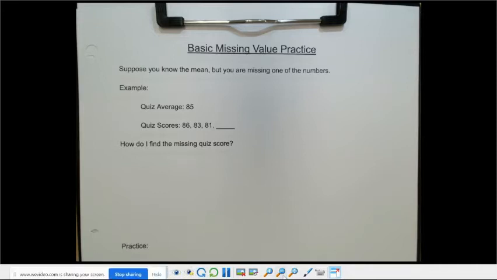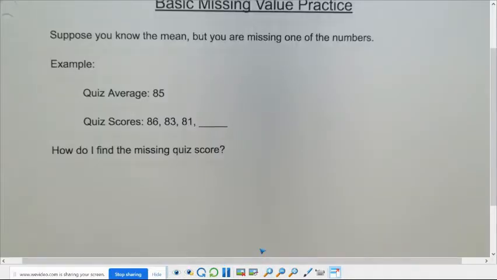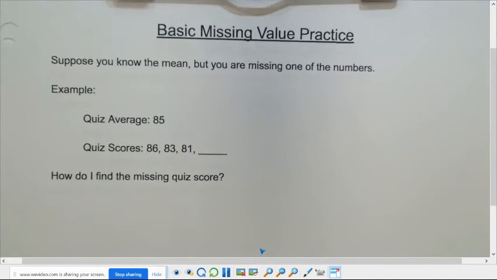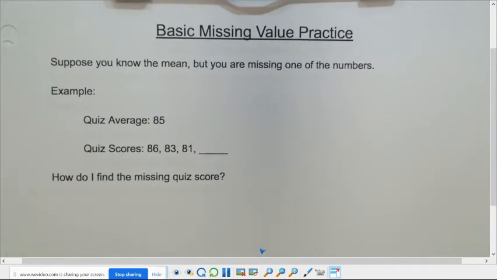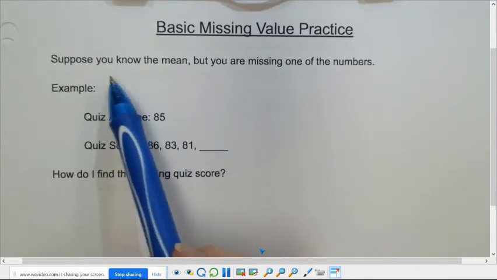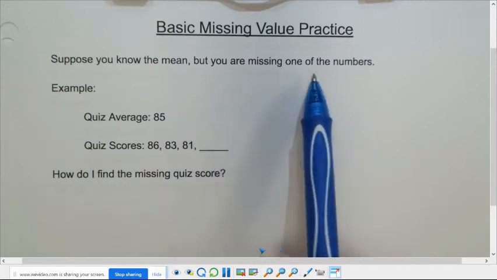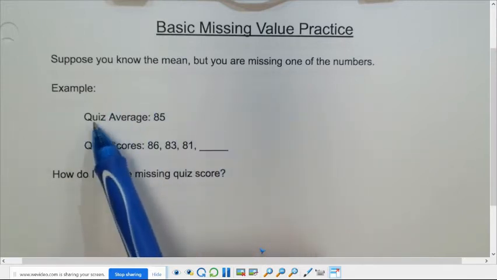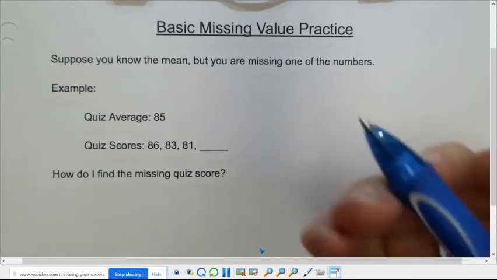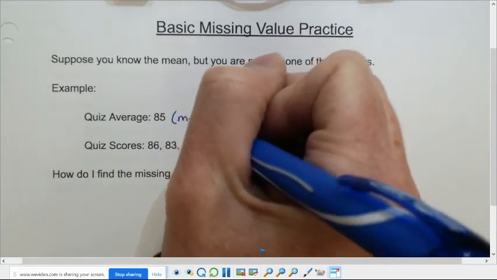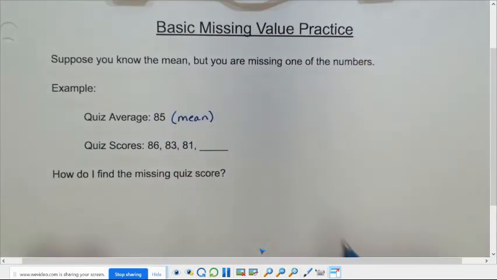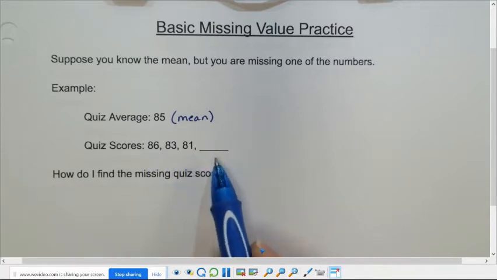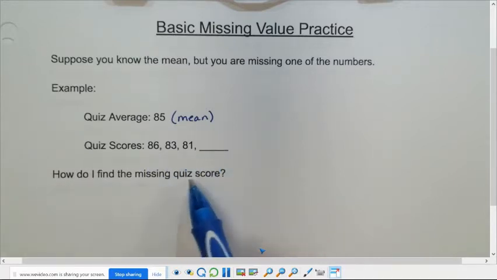Hi everybody, today I want to talk to you about how to find a missing number in a data set when you are given the mean. In this example, it says, suppose you know the mean, but you're missing one of the numbers. The example they give us is that this quiz average, which is also known as the mean, is 85. They give us 3 out of 4 of the quiz scores, and we have to figure out how we find that missing quiz score.